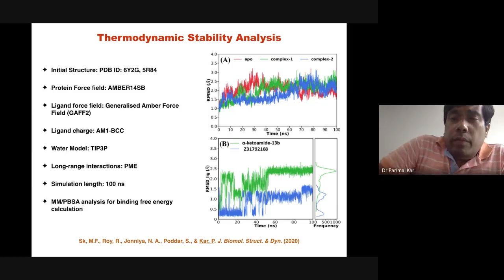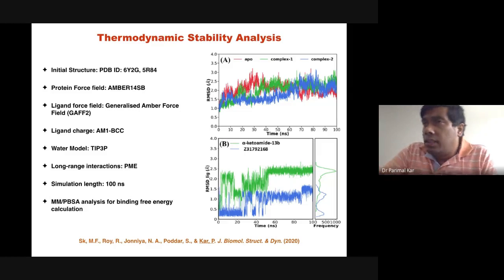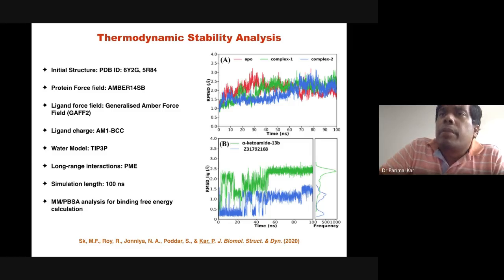So now you see that after 40 nanoseconds you achieve good convergence of your trajectory. That means the proteins are not deviating further. Now what about ligands? I said that MD simulation is required because when you drop the ligand in the binding pocket, it does not remain static. It still moves around it.